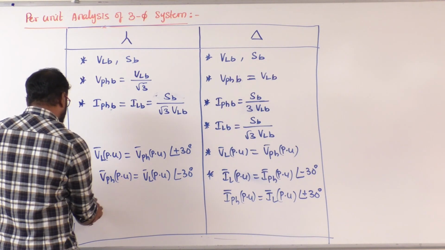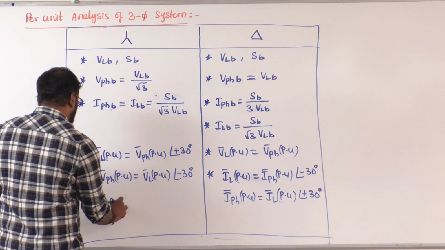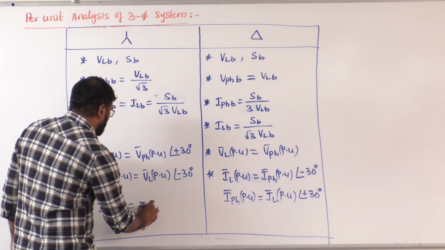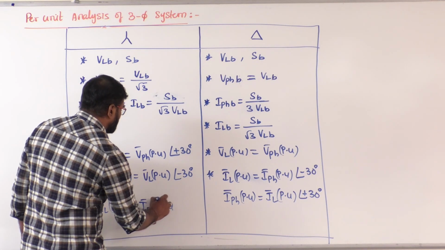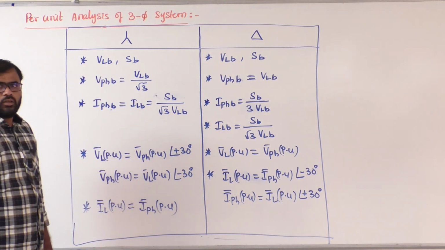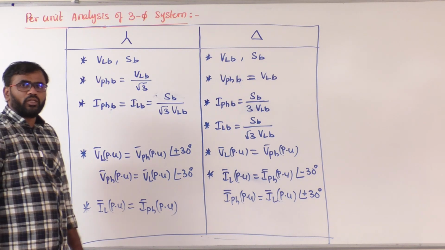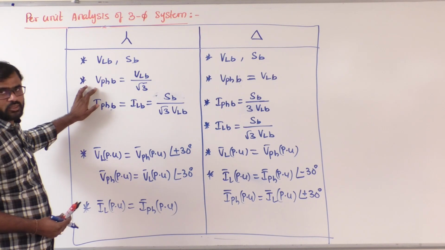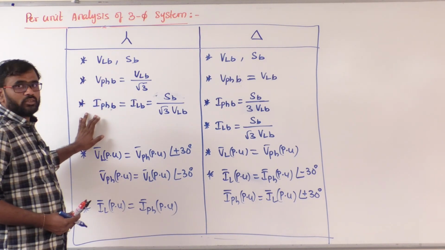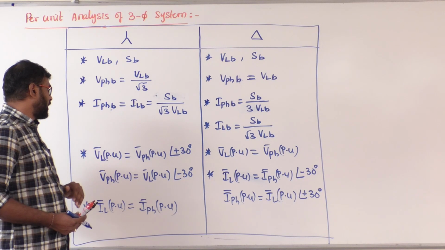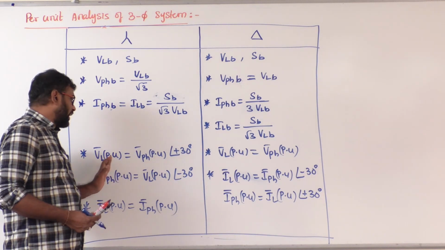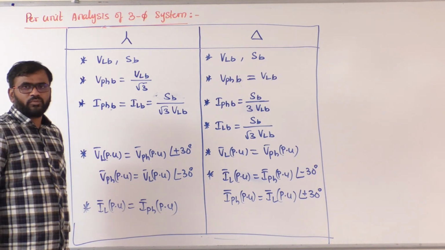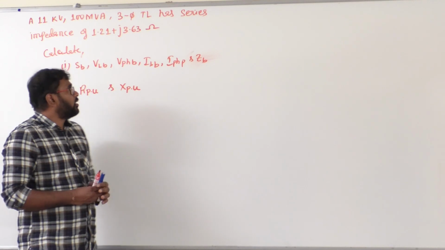Okay, but here the line current in per unit and phase current in per unit are always the same. Clear? Now these relations are very important, sir. So we define phase voltage base, phase current base, line current base, and then we have written the relation between line and phase quantities in per unit form for voltages and currents. Now we will go through this example.